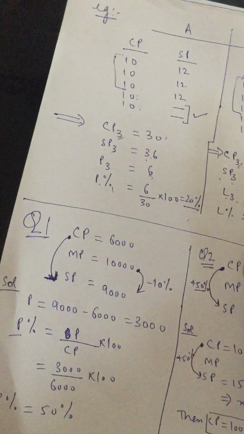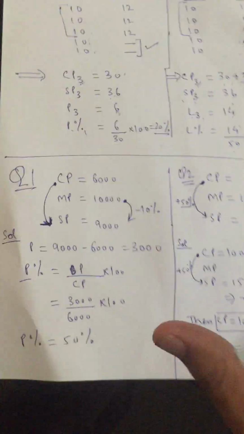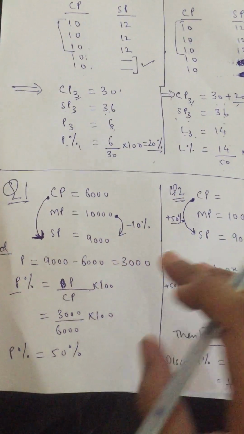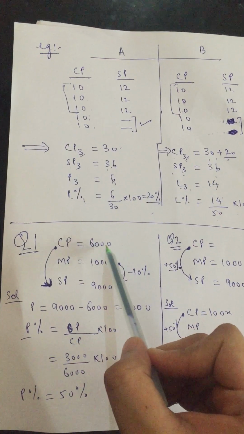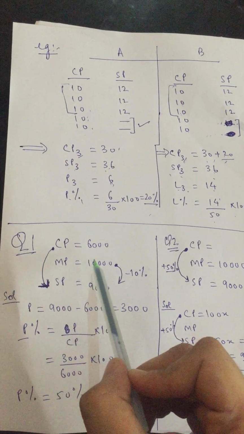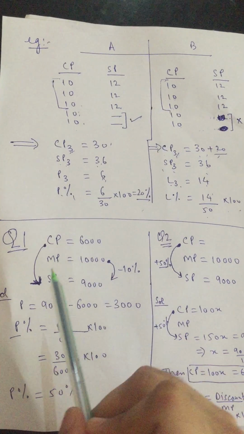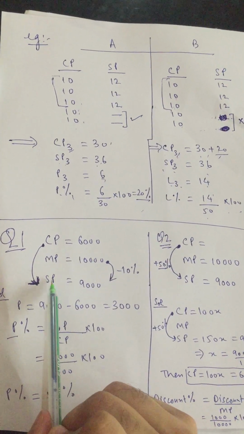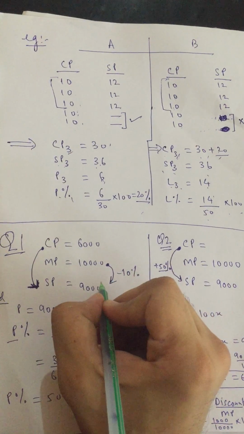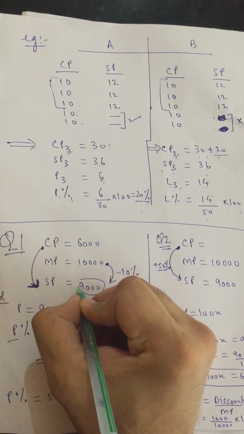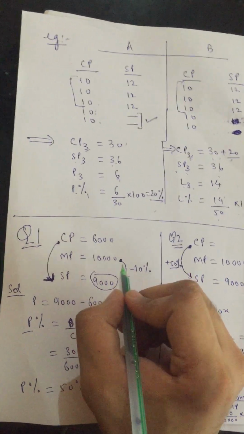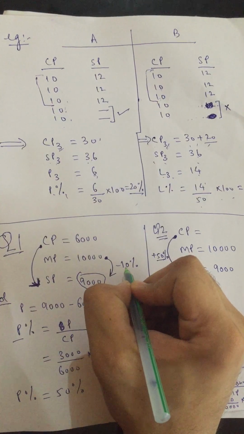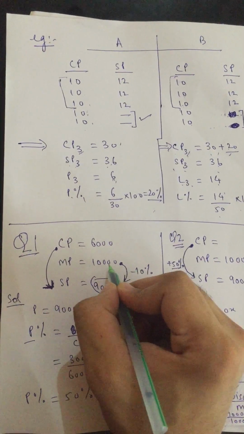Okay. Now one last question and then this topic's basics are completely over. Last question. CP of a jacket is 6,000. MP is 10,000. Selling price, this we have to find out. This was not given. But what was given is discount 10%. So you know 10%, 10% of 10,000.